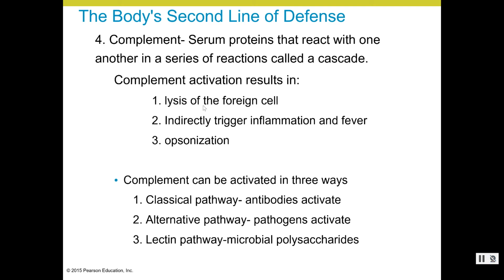So what is complement? You'll hear complement and complement proteins, complement cascade pathway. Complement are proteins. They're serum proteins, which tells you where they're located. They're in the blood, the liquid portion of the blood. They're proteins, and they react with one another in a series of reactions called a cascade. That's why they call it the complement cascade. Basically, cells in our body are constantly making these proteins. They're constantly being secreted into the circulatory system, and they're doing things.